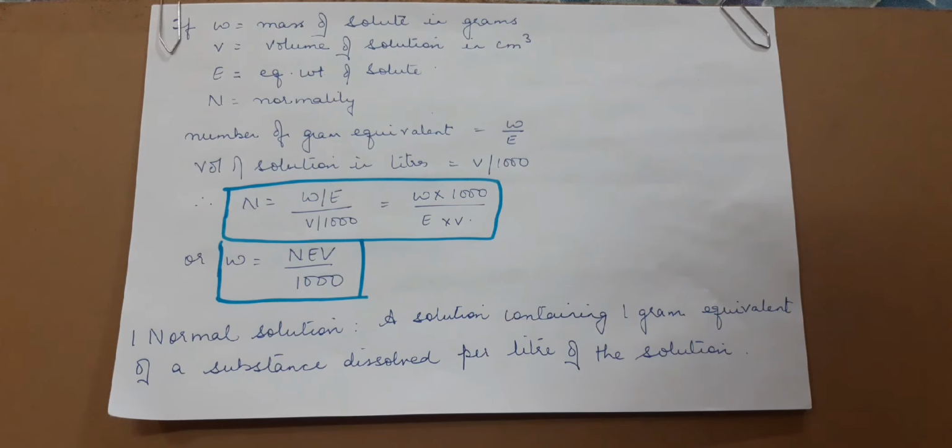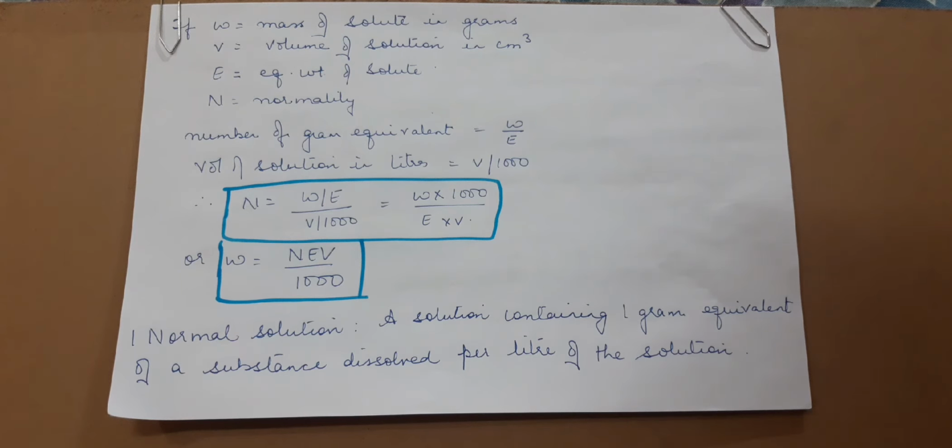So W is equal to NeV by 1000. And just like we had a molar solution, a molal solution, we also have a formal solution, we also have a normal solution. What's a normal solution? One normal solution means what? 1 gram equivalent weight of the substance dissolved per liter of the solution.